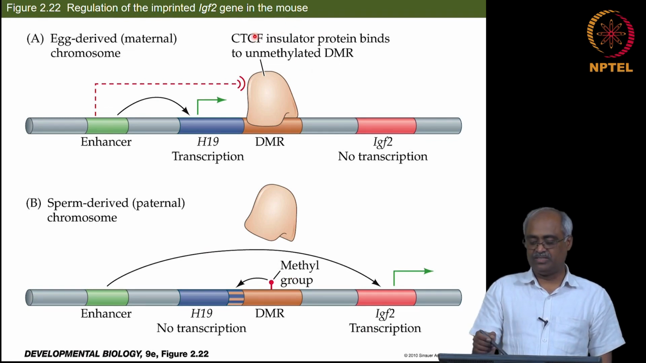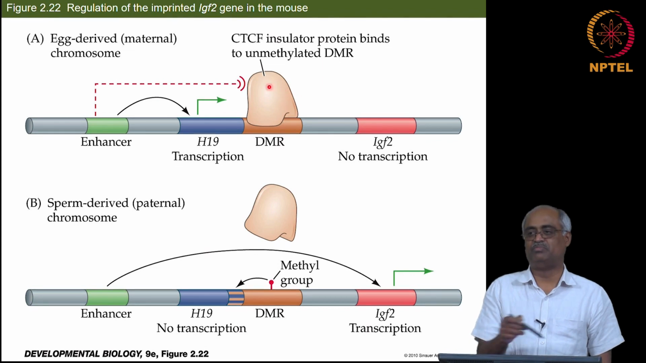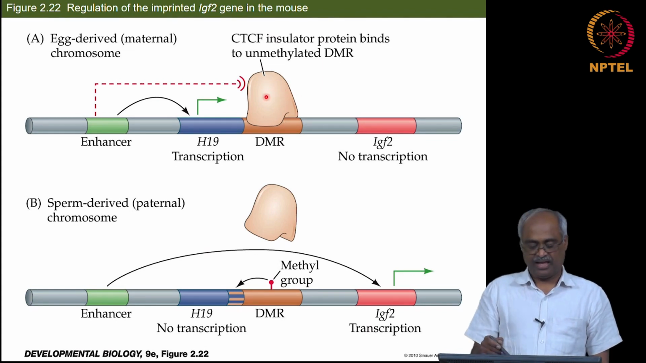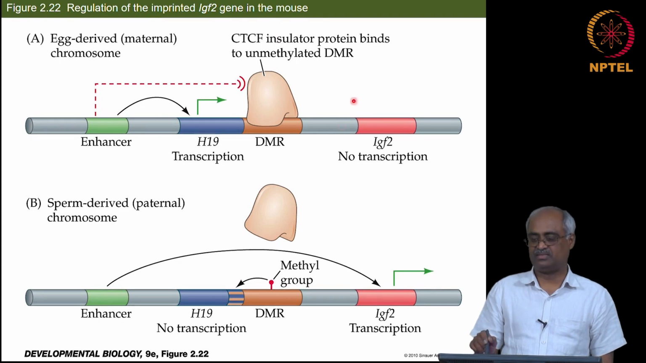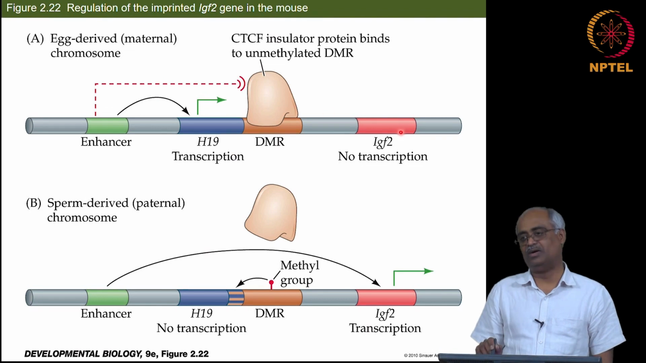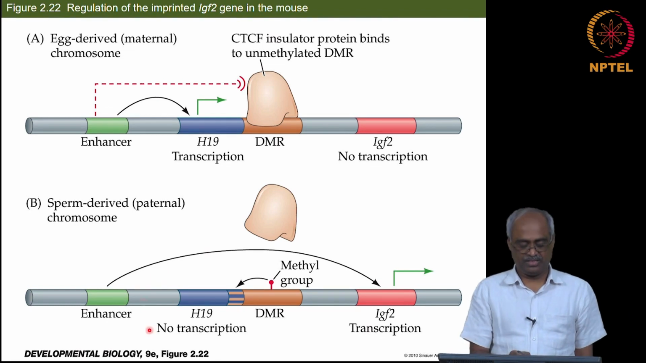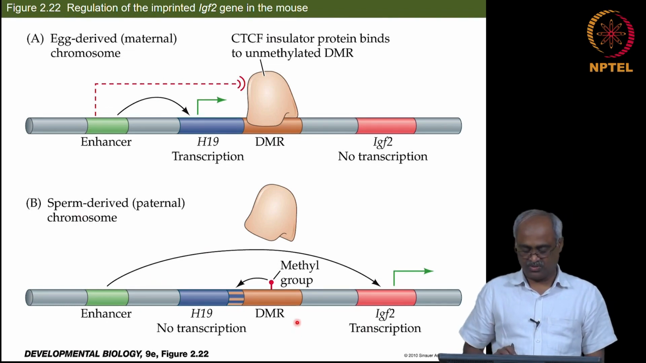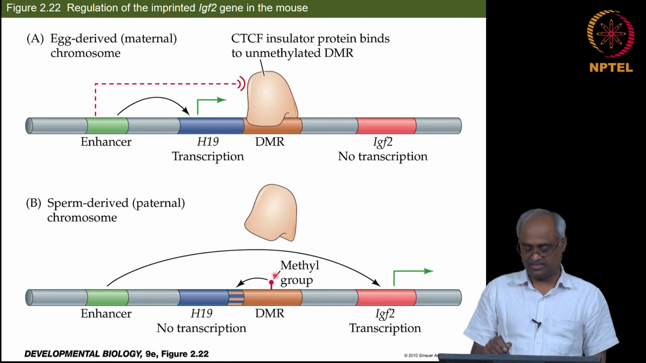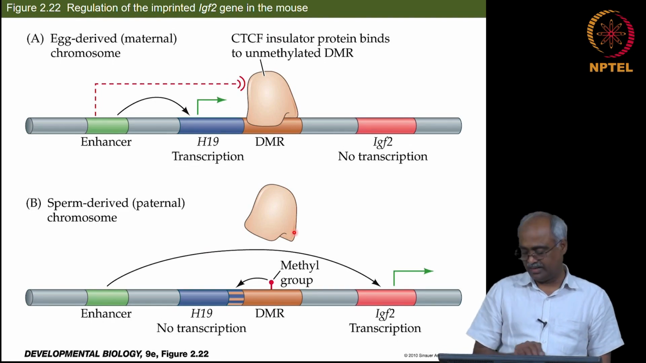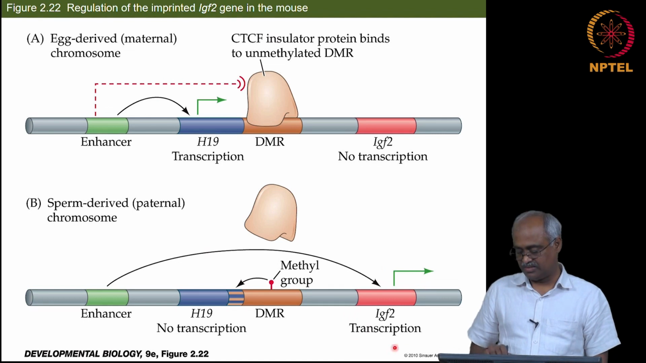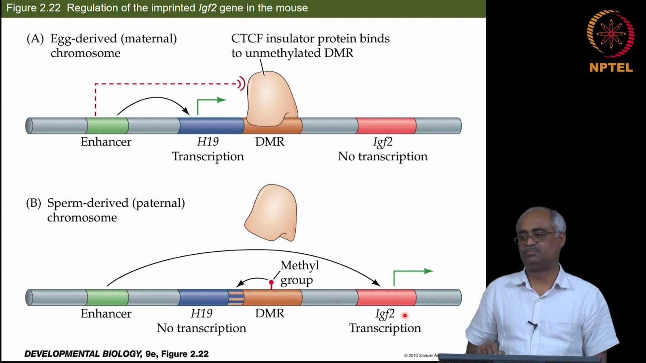Now, you have an insulator protein binding. These are the proteins that bind to those silencers, and that insulates this coding sequence from the effect of this enhancer. This just happens to share the same enhancer, so we need not worry here. So, this is produced, but this restricts that. But in the sperm derived chromosome, you have a methyl group there. As a result, this insulator does not bind, and this enhancer activity impacts transcription from IGF2, and that gets expressed.